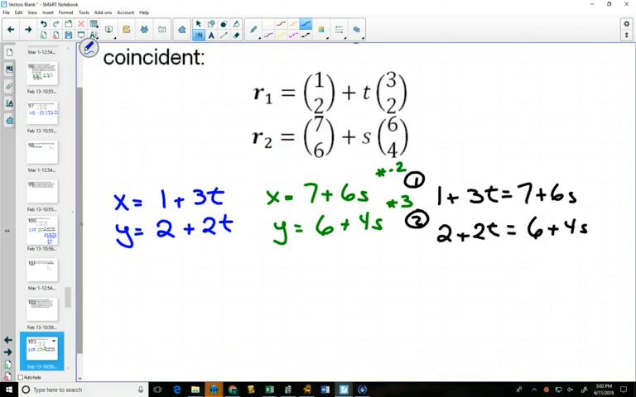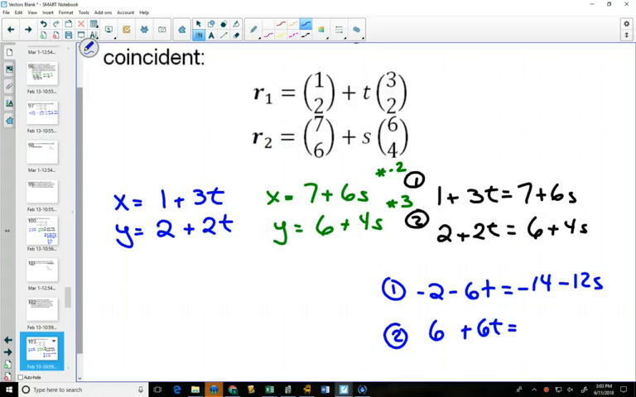But what this does is this gives me equation 1 becomes negative 2 minus 6t equals negative 14 minus 12s. And equation 2, when it's multiplied by 3, becomes 6 plus 6t equals 18 plus 12s. If I add those together, my t's cancel out. On this side, I just have 4. My s's cancel out, and on this side, I have 4 as well, which is a true statement, which implies that those two lines are identical.